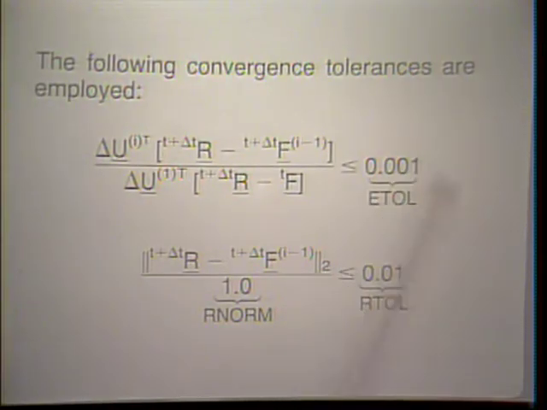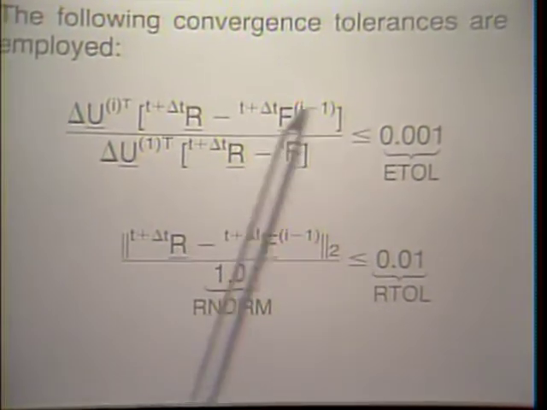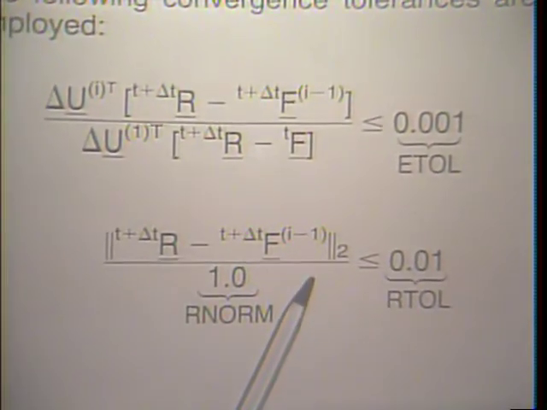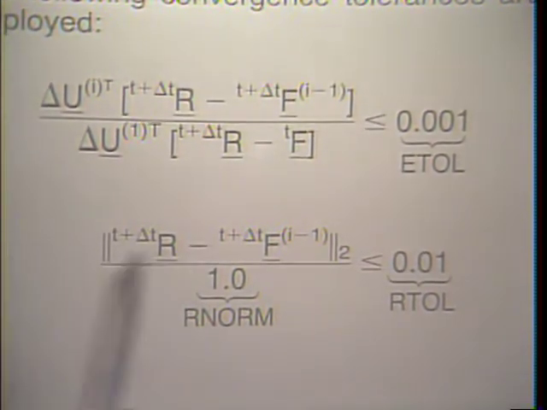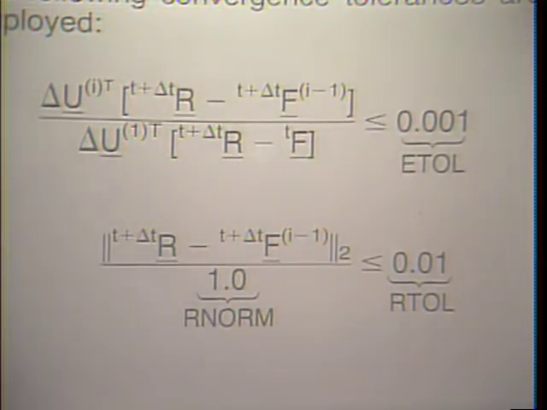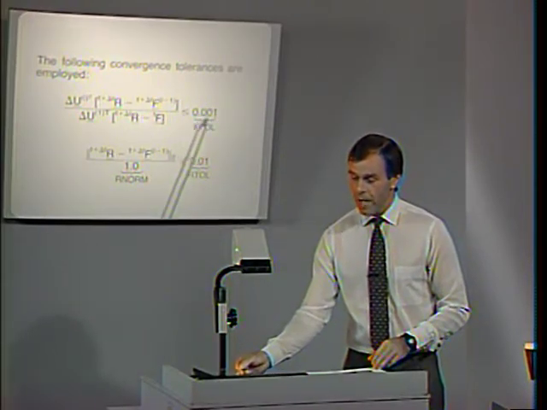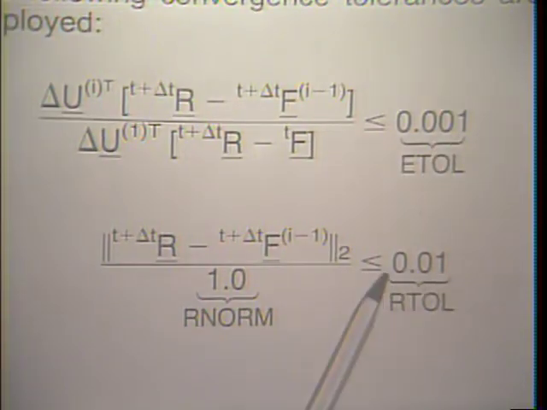The convergence criteria that we are using for the solution are given on this view graph. Notice here our E toll and here our R toll. We saw these formulas in the previous lectures, and I don't want to go now through these formulas again. The only point that I should mention here is that this is a value that you have to select.